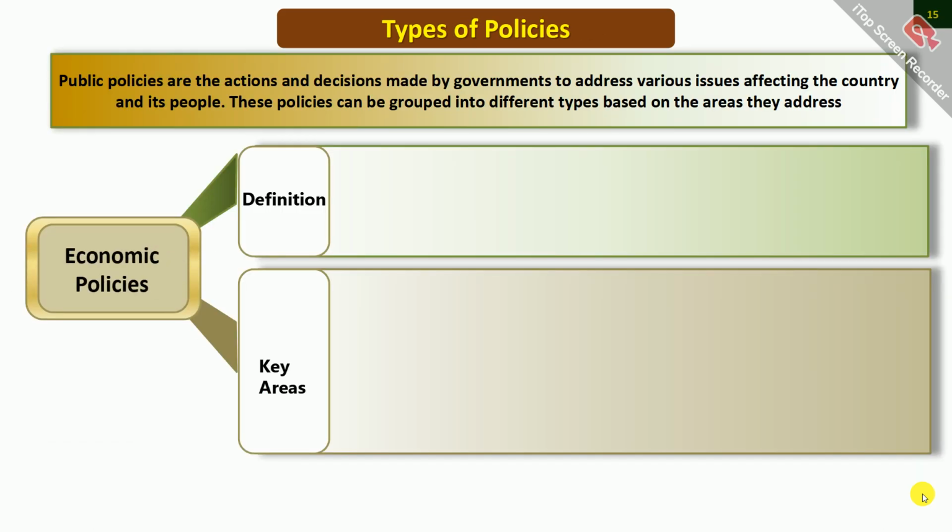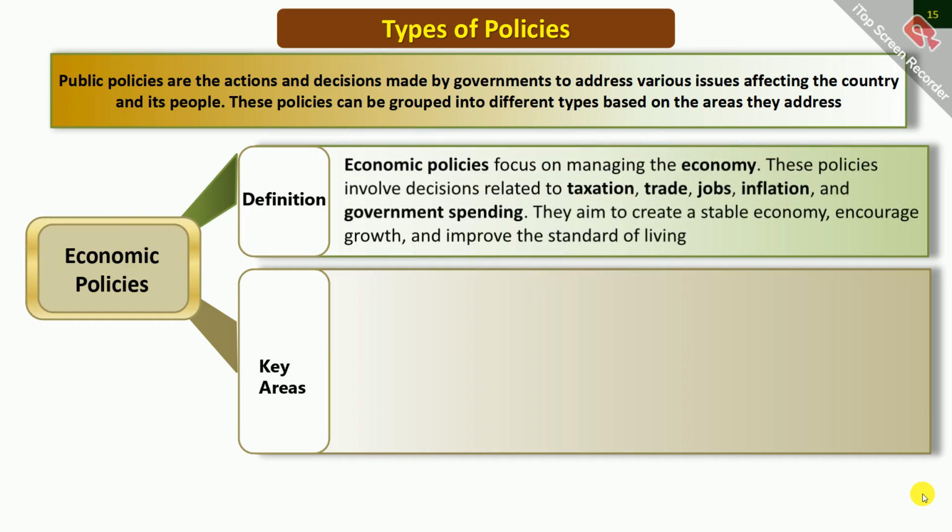Types of policies. Public policies are the actions and decisions made by governments to address various issues affecting the country and its people. These policies can be grouped into different types based on the areas they address. The first type of these policies is economic policies. Economic policies focus on managing the economy.